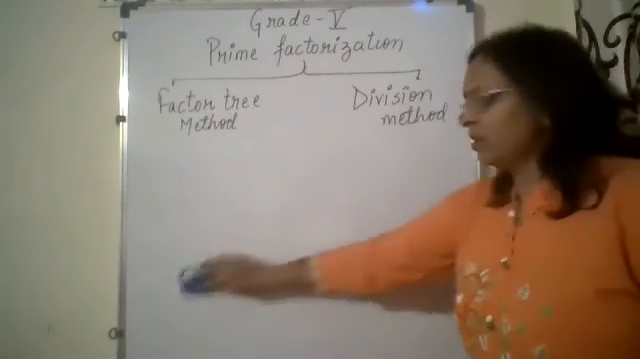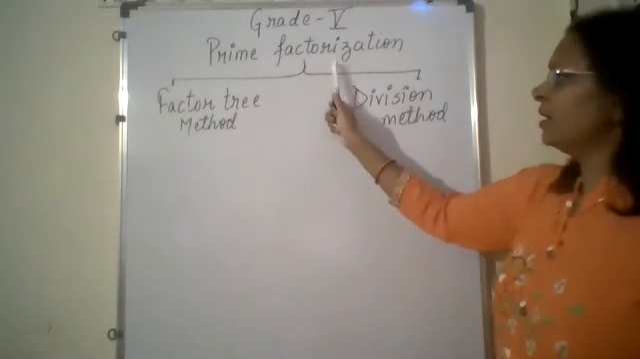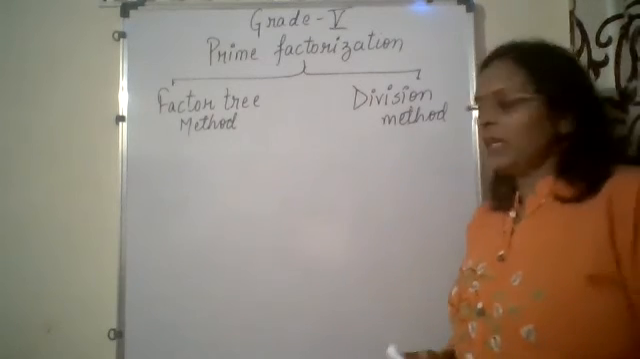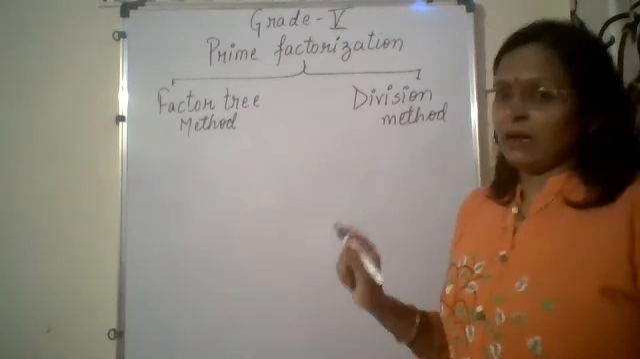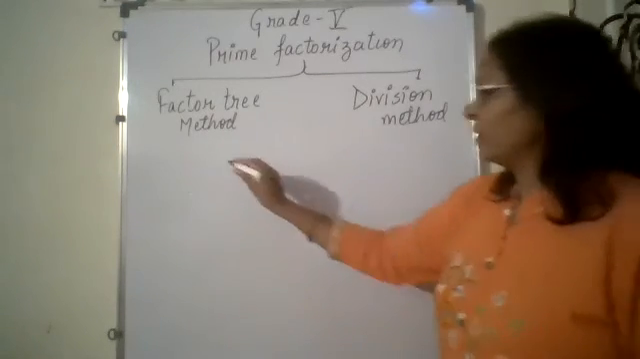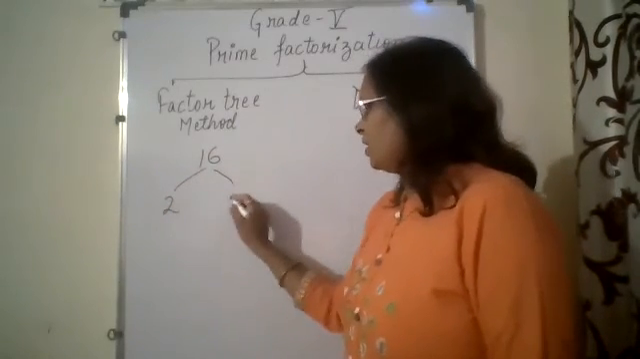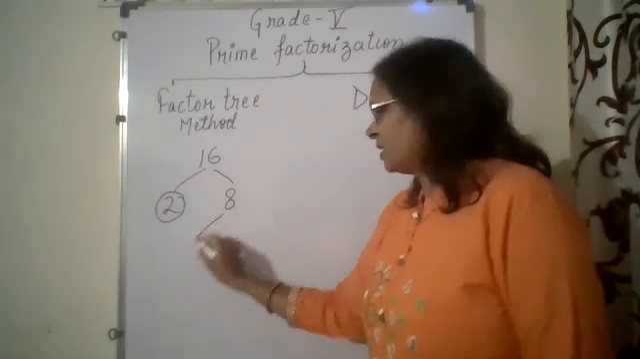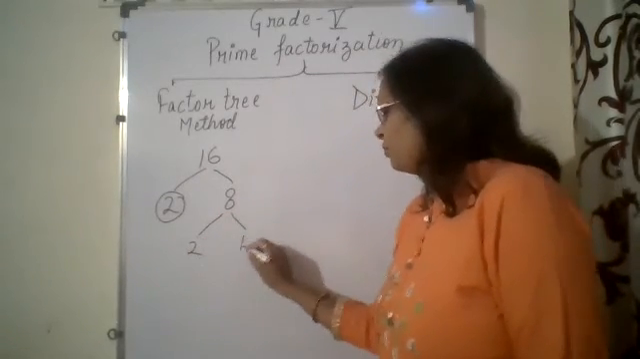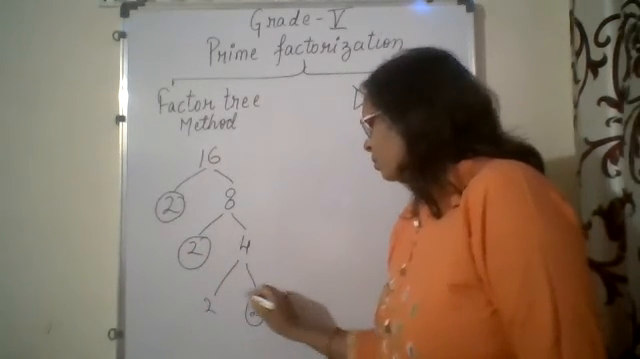So we have learned two methods of prime factorization: one is the factor tree method and the other is the division method. Now I am giving you the last example in which I will perform both methods for the same number. I am taking 16 here: 2 into 8, which I have already done, then 2 into 4, then 2 into 2.